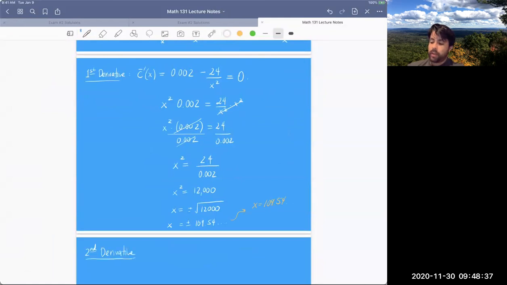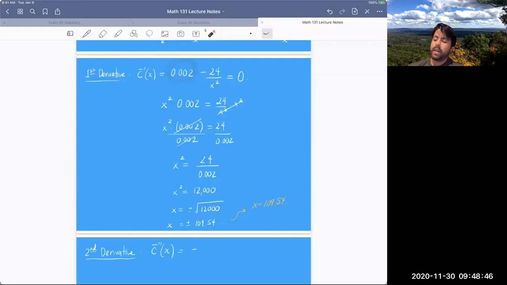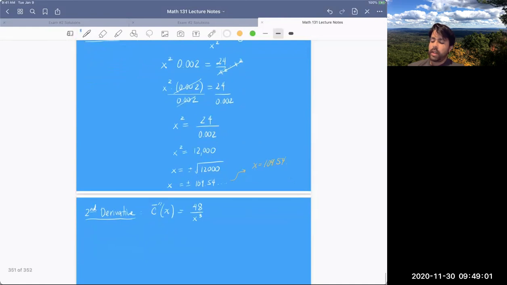What would be the second derivative? If you take the second derivative, this is 0, and the derivative of this will become negative 4. It will be positive 48 over x cubed. But if you notice, it doesn't matter what I plug into x. This will always be positive as long as x is positive.